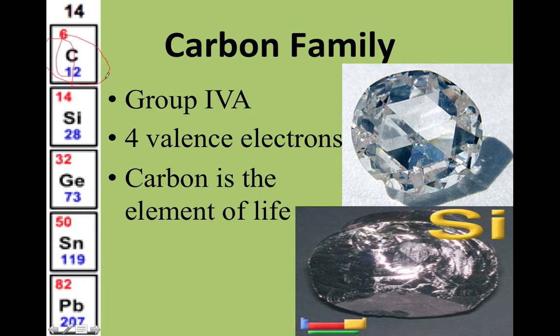Carbon has 4 valence electrons. They're at the very top, and carbon is also known as the element of life. A lot of folks think that oxygen is the element of life because we need it in order to breathe and exist as animals or humans. But actually, carbon is broken down and found in all of us. Also carbon is found in your diamonds, and silicon is another one that's really very valuable as well.